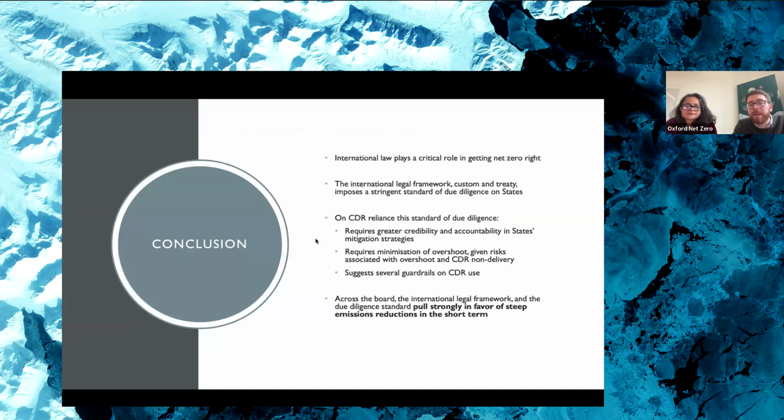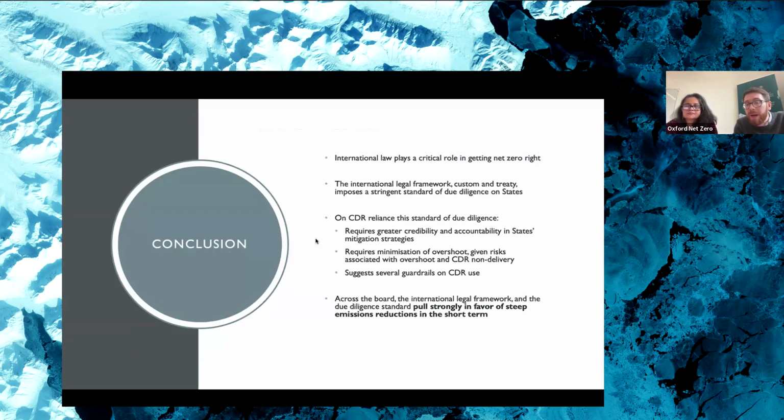And I think the overview here is an answer to our initial question. International law does have a critical role to play in getting net zero right. And we have a stringent standard of due diligence that applies to states that can be derived from the international legal framework. And what that standard tells us in the context of CDR specifically, as we've illustrated, is that states need to have credibility and accountability in their mitigation strategies.